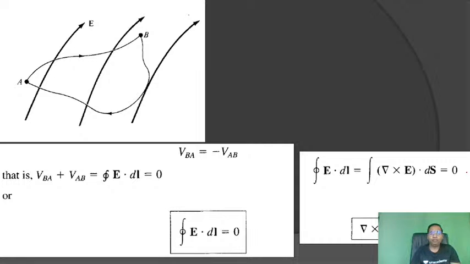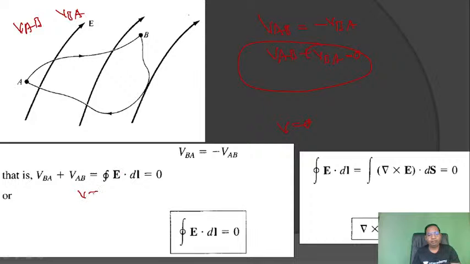Next, if you are taking the potential from A to B and from B to A, let's take the potential from A to B as VAB and from B to A as VBA. Now we can write that VAB is equal to minus VBA. If I bring it to the left hand side, then VAB plus VBA is equal to 0. That means the total potential V becomes equal to 0.